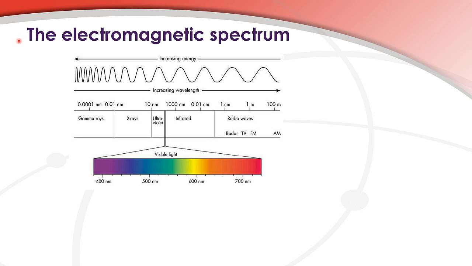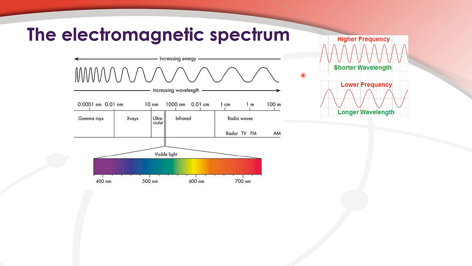In this video, we look at the electromagnetic spectrum. The electromagnetic spectrum shows all the frequencies of electromagnetic radiation. We have radio waves, infrared, visible light, ultraviolet or UV, X-rays, and gamma rays. We need to know the relationship between frequency, wavelength, and energy.